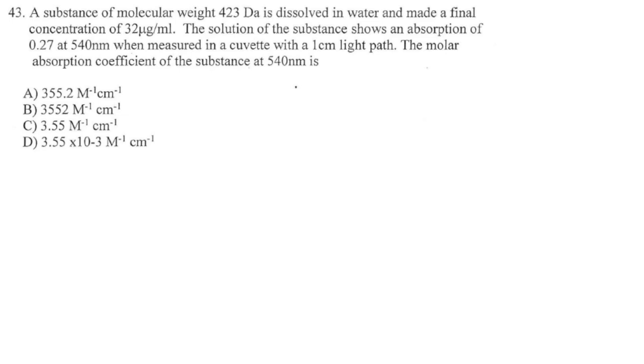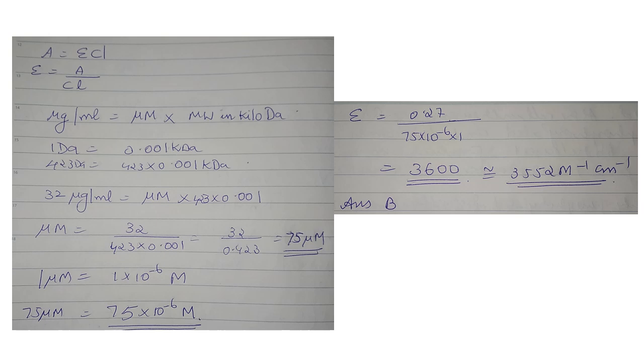Then, a substance of molecular weight 423 Dalton is dissolved in water and made a final concentration of 32 micrograms per ml. The solution of the substance shows an absorption of 0.27 at 540 nanometers when measured in a cuvette with a 1 cm light path. The molar absorption coefficient of the substance at 540 nanometer is. So they have asked for molar absorption coefficient and it is Beer-Lambert law. So A is equal to epsilon Cl, where epsilon is the molar absorption coefficient. So epsilon is equal to A by Cl. Now they have given the concentration as microgram per ml.